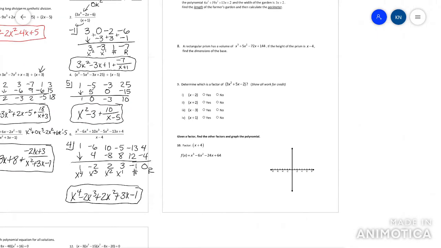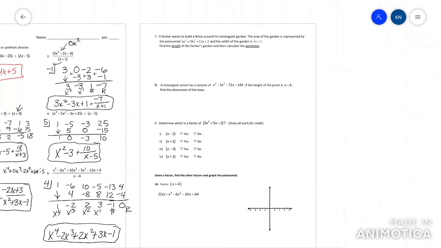Okay, moving along. This farmer wants to build a fence around a rectangular garden. So there's going to be this rectangle, right? That wasn't a very good rectangle, but that's okay. The area of the garden is represented by this polynomial here, and we know the width. They want the length. So if you know the area, I don't even need this rectangle really. Area of a rectangle is length times width. So if you know the width and you want the length, you just divide by width, area divided by width. So that's what we're going to do.